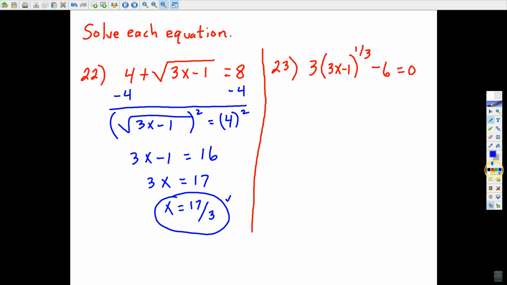Number 23, same idea is true. We need to isolate the radical. And the radical, even though it doesn't look like it, the radical of this problem is this part in parentheses raised to the 1/3. I'll keep trying to remind you of this because this could just as easily have been written as the cube root of 3x minus 1. So it's still true. I need to isolate the radical first. So my first step in doing that will be to add 6. My next step would be to divide by 3.